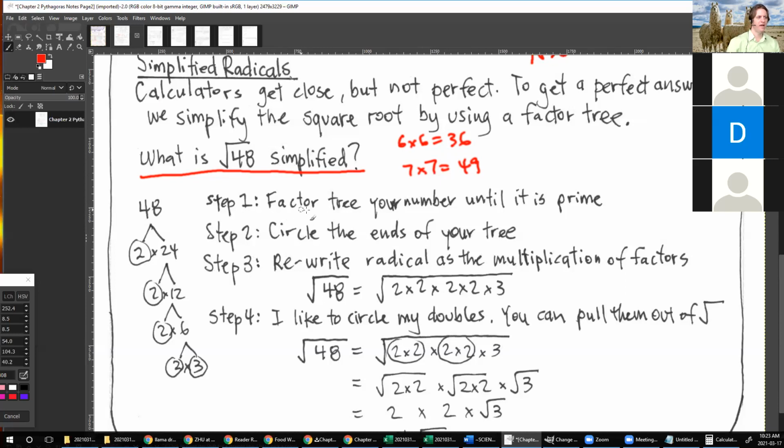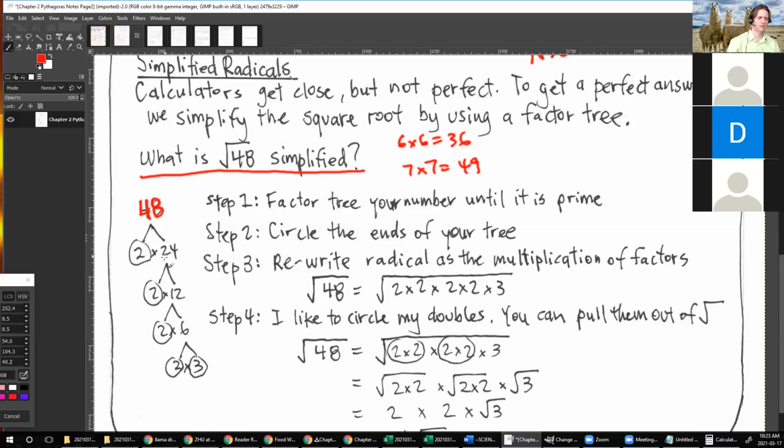So step 1, factor tree your number until it's prime. So we have 48. Well, I know it's even, so I can divide by 2. So 2 times 24, perfect. You can even in your calculator go 48 divided by 2 gives you 24. So 2 times 24 is 48.